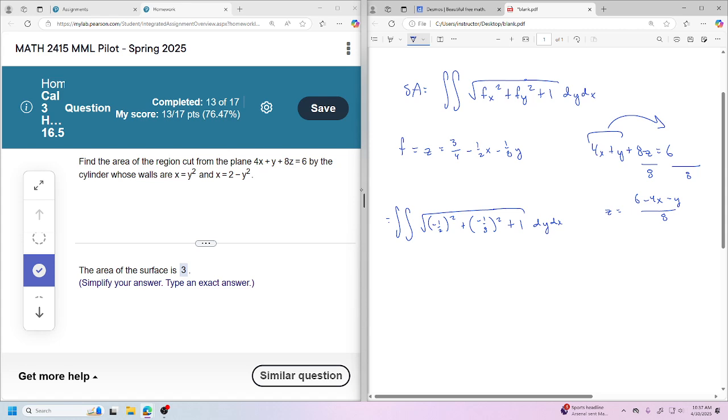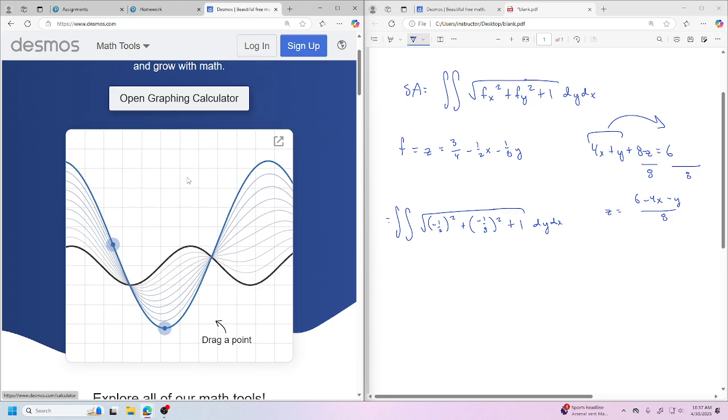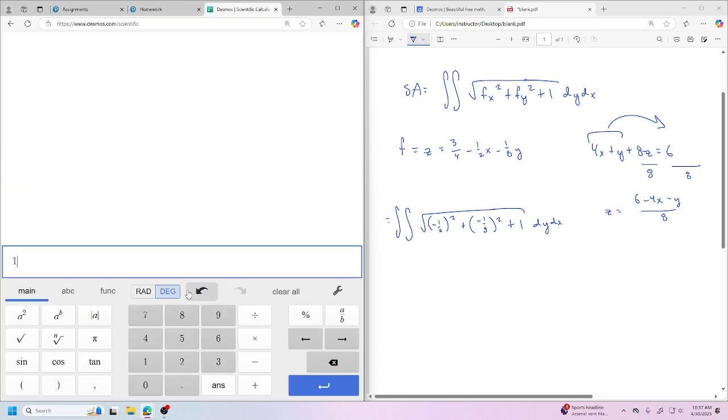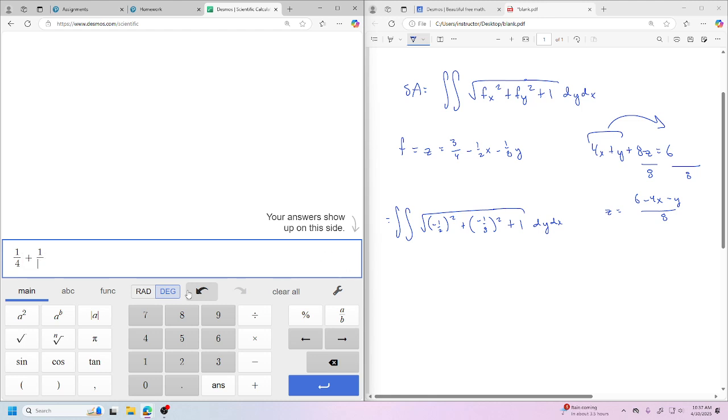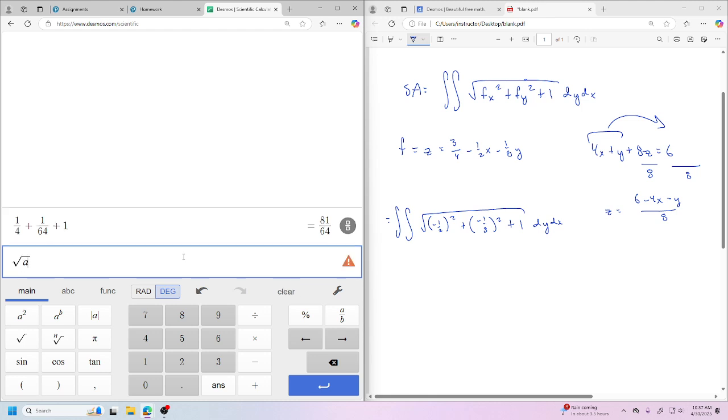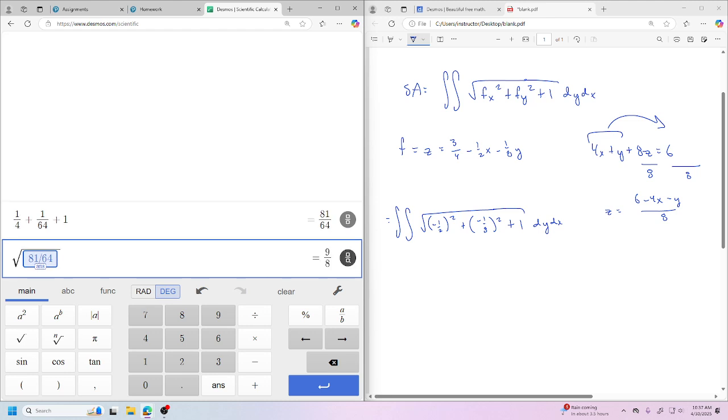If you notice, all of this here is just a scalar. It's just a single number, right? There's a few ways to go about doing this, but what I want to do quickly is pull up Desmos Scientific and just do the inside value. So I got a 1/4, I got a 1/64, and then plus 1, change it to a fraction. Aren't they all squared? So I could do the square root of my answer and get a more simplified fraction. So what we have is 9/8 dy dx, and that's fine.